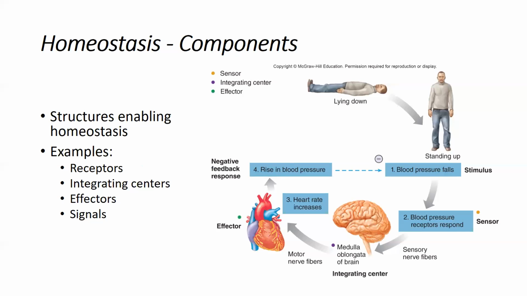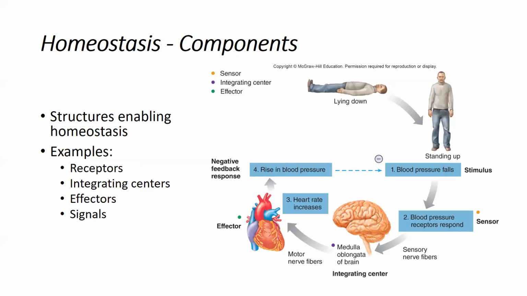So in this example of a drop in blood pressure, it's going to generate autonomic signals that are going to increase the heart rate. Increasing the heart rate will in turn restore our blood pressure. As a result of that initial stimulus, we sent a signal to the brain, and the brain sent a signal down to an effector organ or an effector tissue, which is going to correct that initial stimulus.